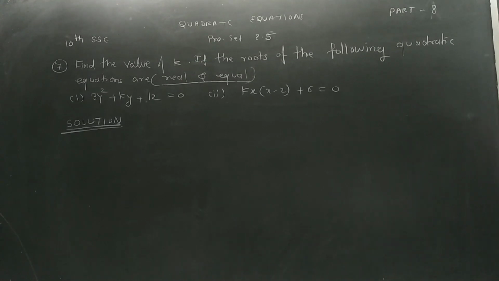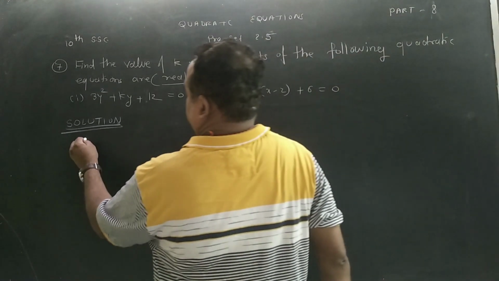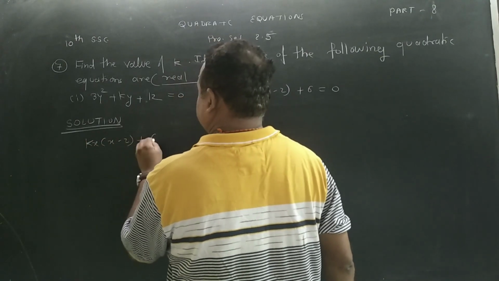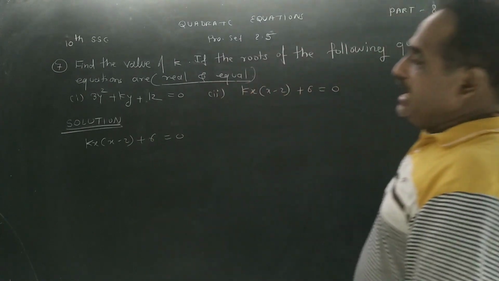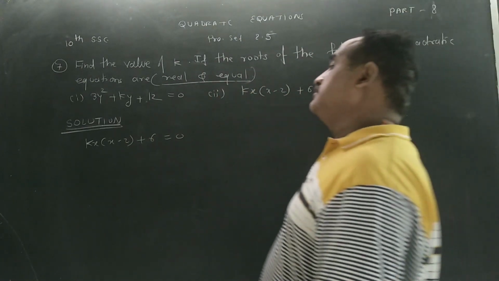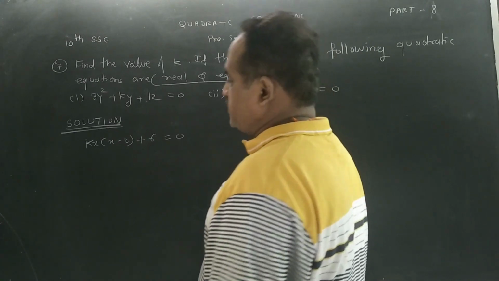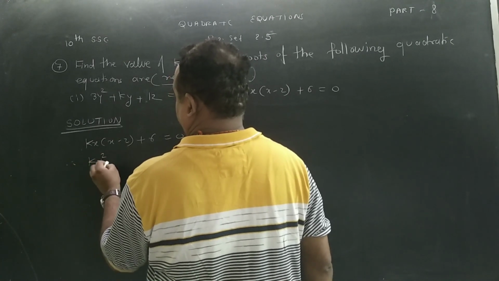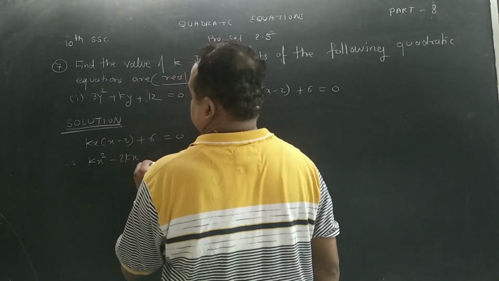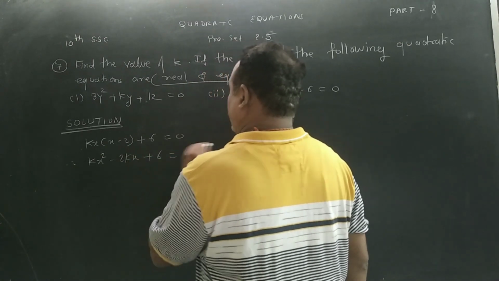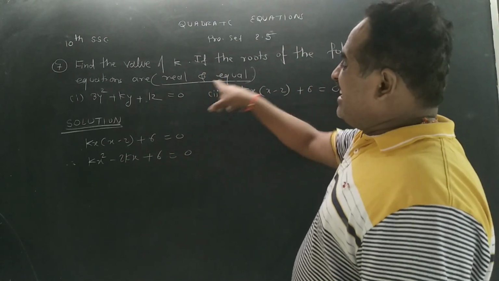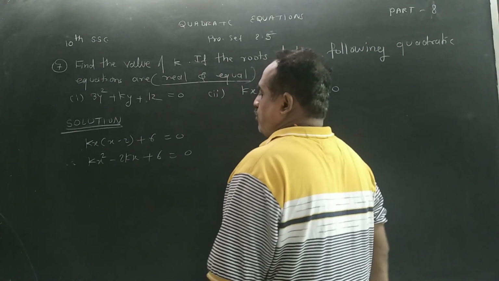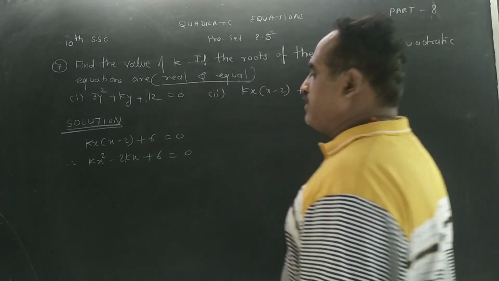Now, second question. kx(x minus 2) plus 6 is equal to 0. Actually, it is not in the form of a quadratic equation, so we convert it into a quadratic equation first. This is kx square minus 2kx plus 6 is equal to 0. This quadratic equation has real and equal roots, which means delta is equal to 0. To find the discriminant, we have to find the value of b square minus 4ac.